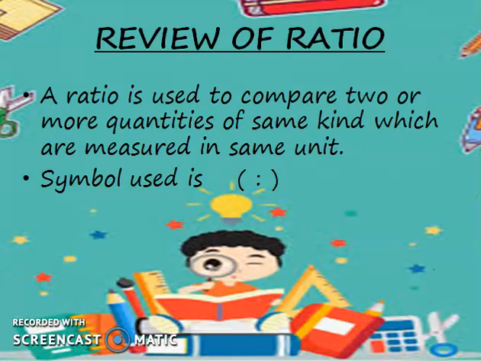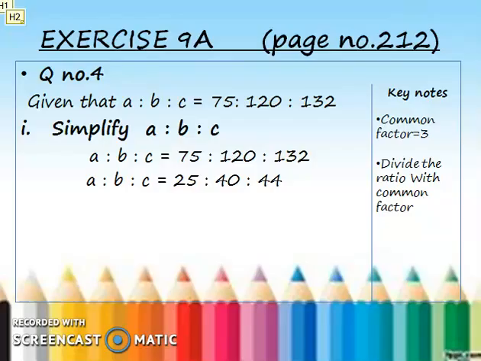A ratio is used to compare two or more quantities of same kind which are measured in same unit. Two or more quantities of same kind which are measured in same unit can be compared with the help of ratio. First exercise we are going to study is exercise 9a.